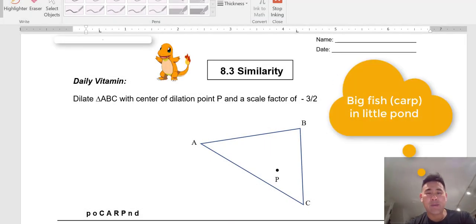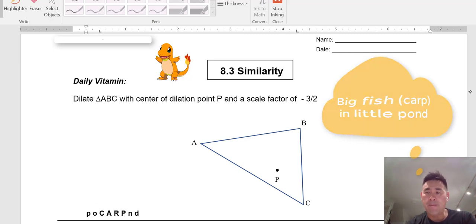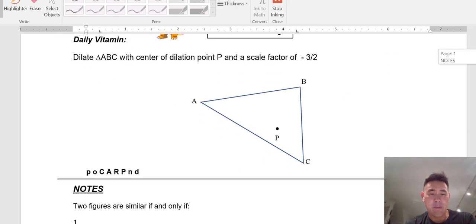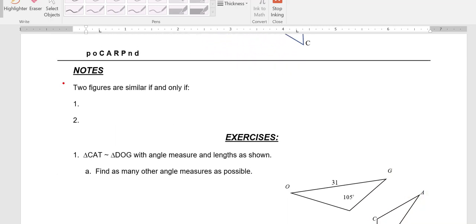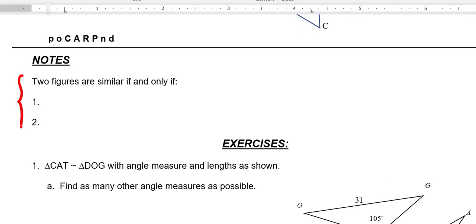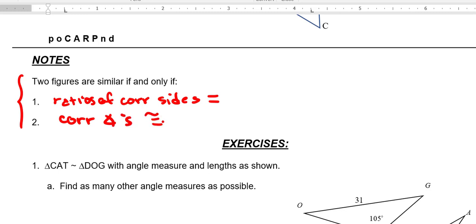Okay, this next section is where we transition into similarity, and a quick theorem here at the beginning: two figures are similar if and only if the ratio of the corresponding sides are equal and corresponding angles are congruent. Okay, so let's see what we do with that.